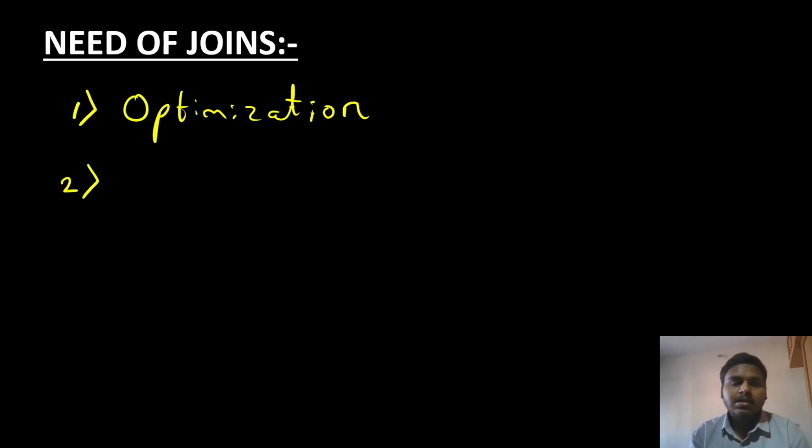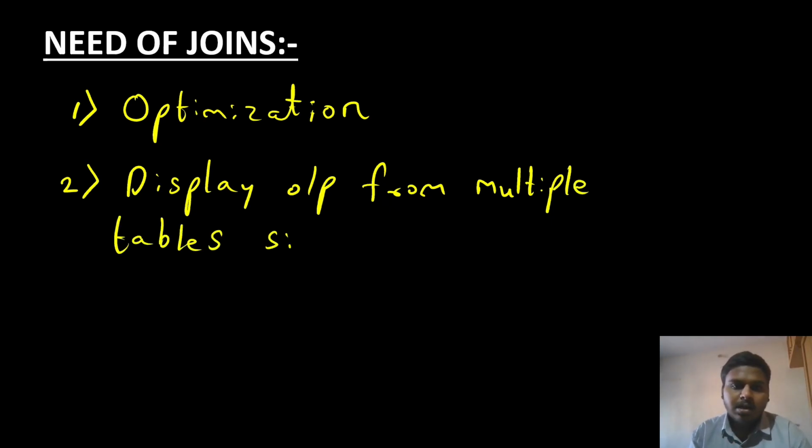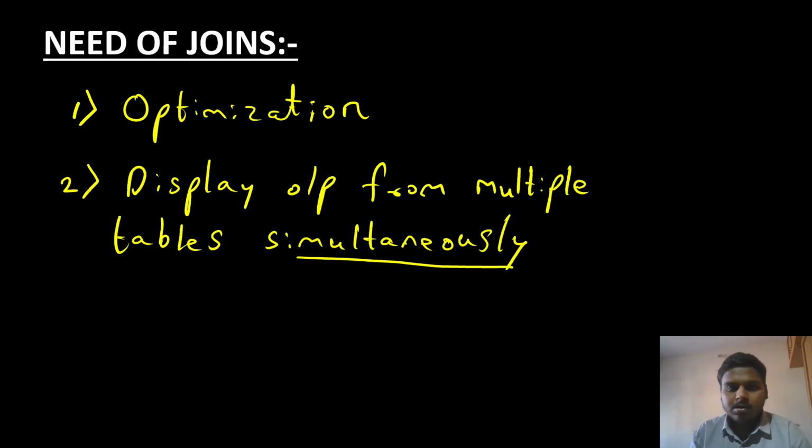The second main reason is definition: display or retrieve output from multiple tables simultaneously. Now, what is the meaning of the word simultaneously? Simultaneously means at the same time.